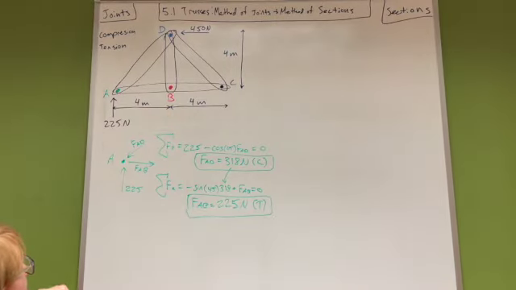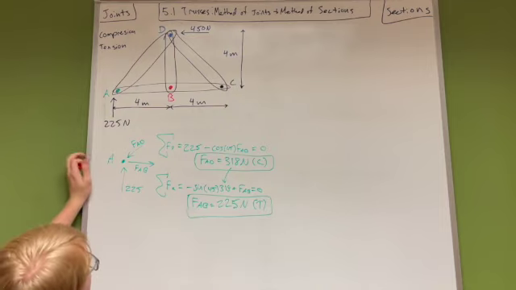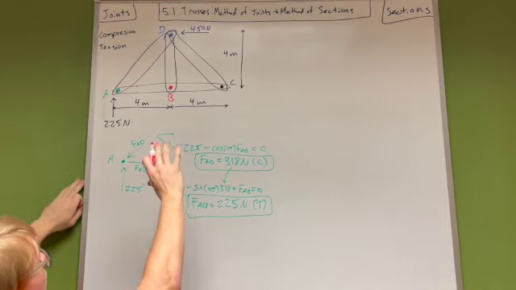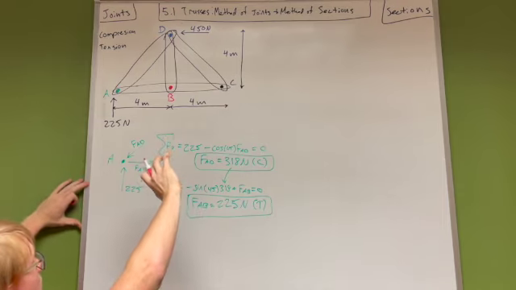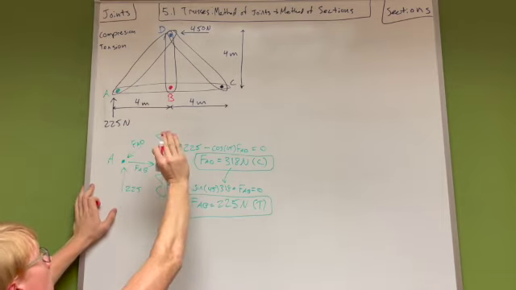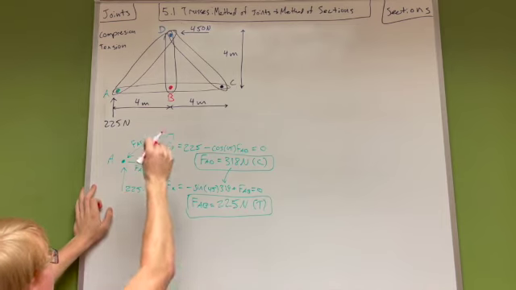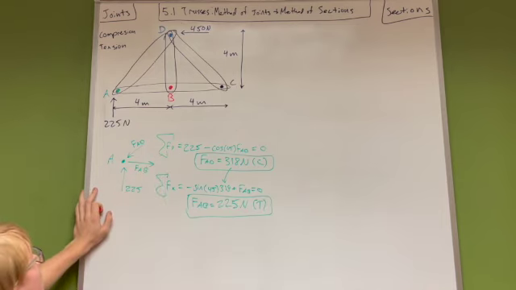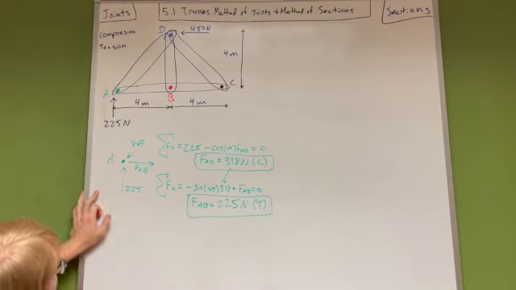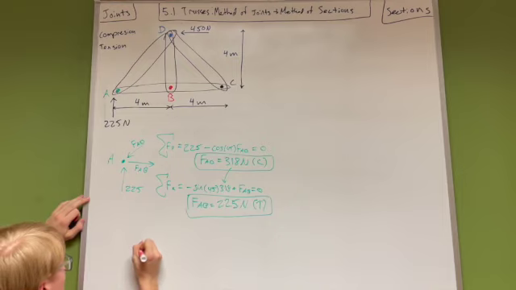Okay, so now since we know FAB, we can use it to figure out the rest. We're going to look at the free body diagram of point B next, because there's the least amount of unknowns there, and we can use it to find DB as well as BC. So point B is going to look like this.